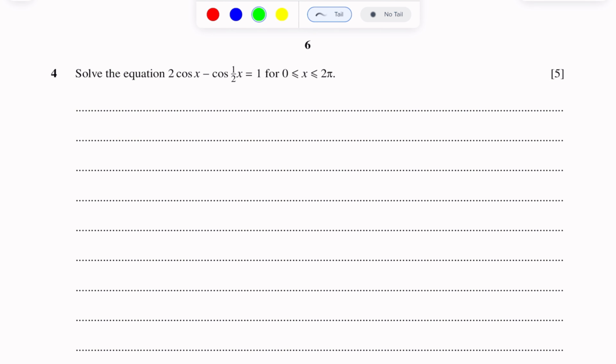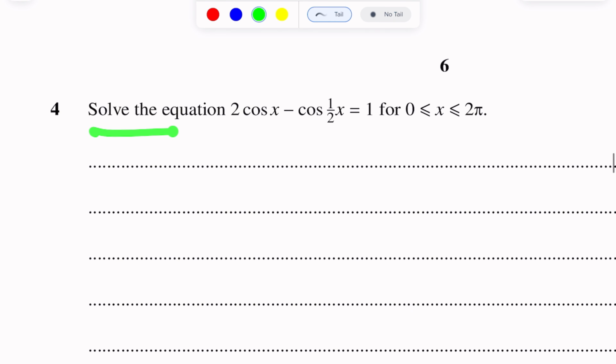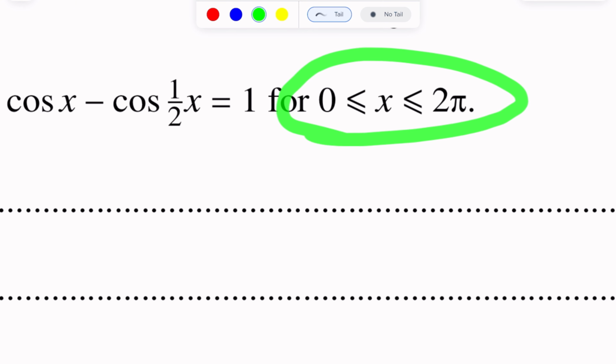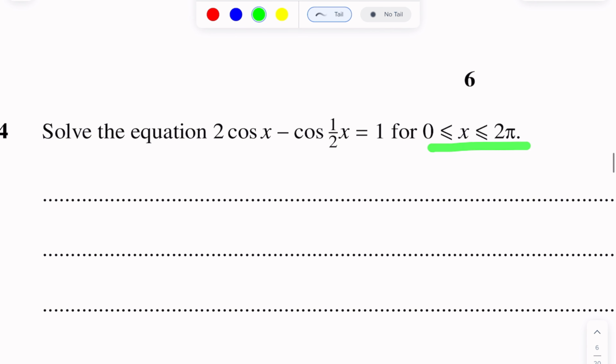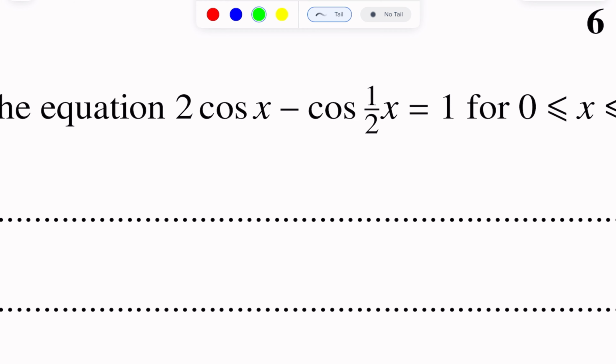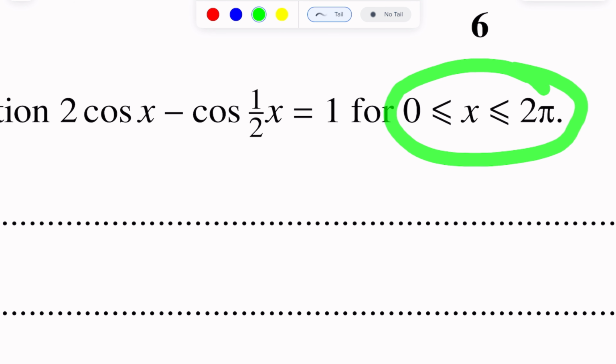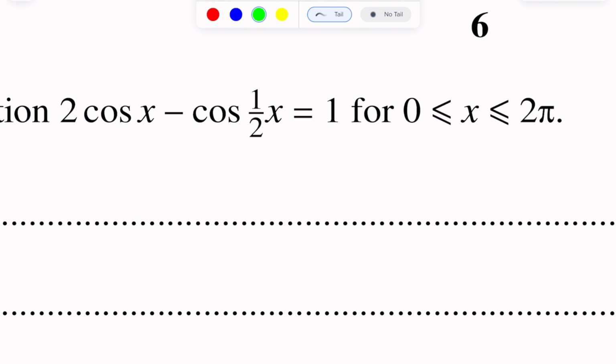Question number 4. This question is of trigonometry. Solve the equation 2 cos x minus cos (1/2)x is equal to 1, for x lies between 0 to 2 pi. This is the interval. We have to solve this equation, meaning we have to find the values of the angle x in the interval 0 to 2 pi.